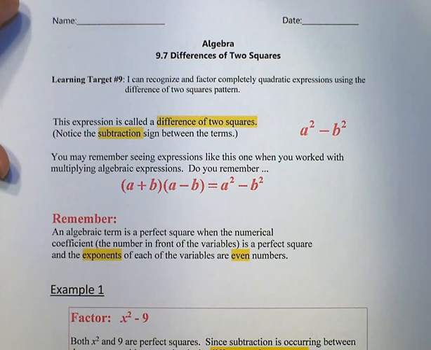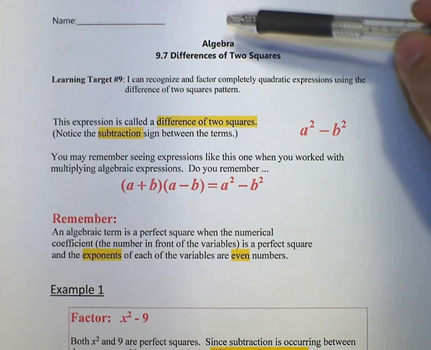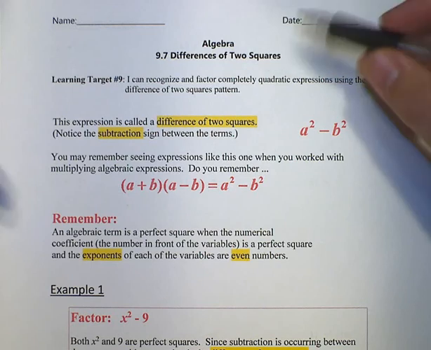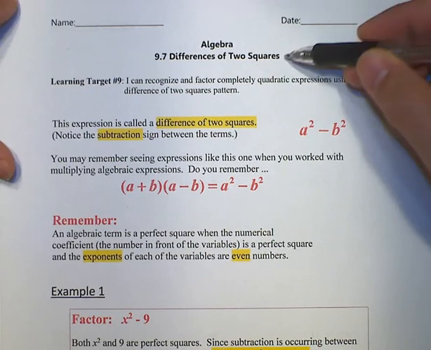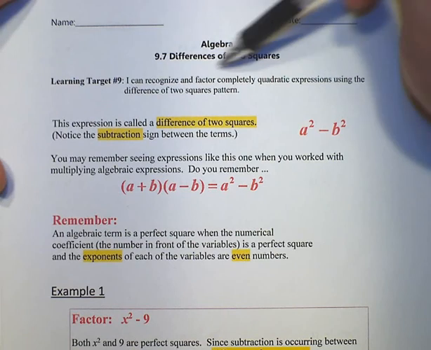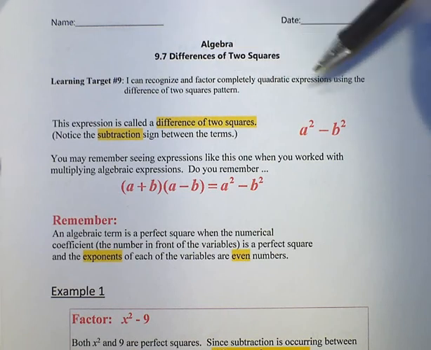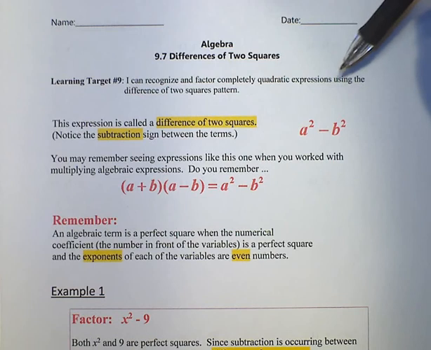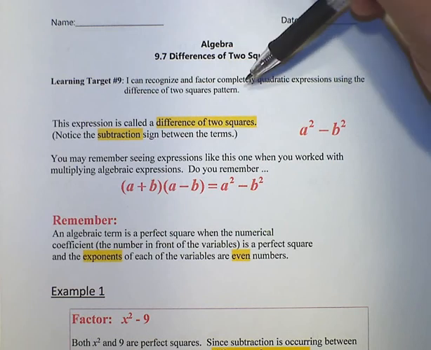Alright guys, we have 9.7 differences of two squares. The learning target is I can recognize and factor completely quadratic expressions using the difference of two squares pattern. Alright, so this is actually pretty sweet.